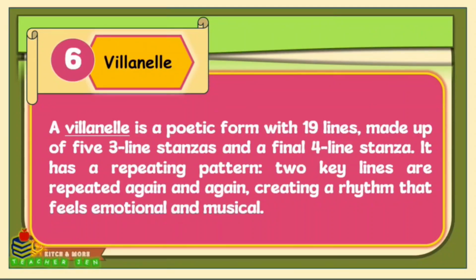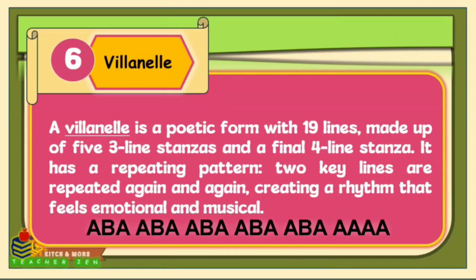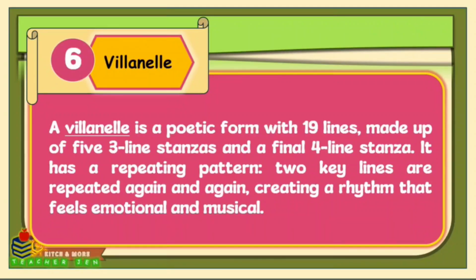The rhyme scheme goes like this: ABA, ABA, ABA, ABA, ABA, ABAA. Imagine if your brain kept singing the same two lines over and over, kind of like that one TikTok sound you just can't get out of your head. That's exactly what a villanelle does. It repeats two important lines to make you feel something strong. Let's look at an example of a villanelle to see how it works.